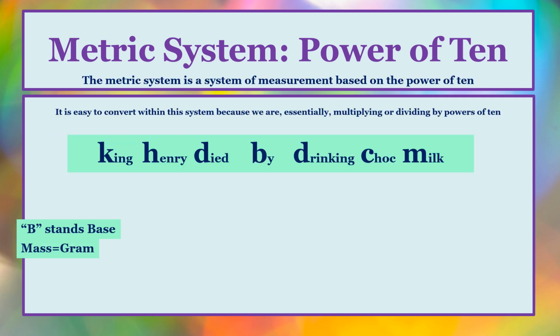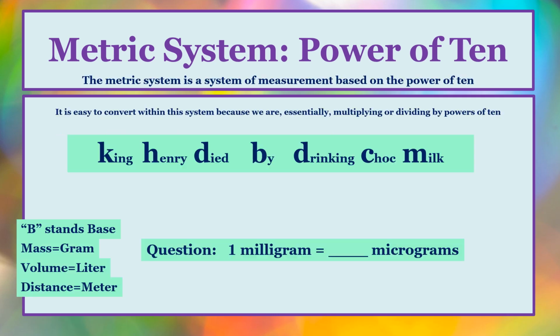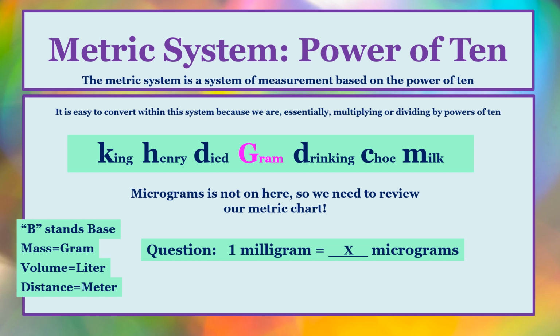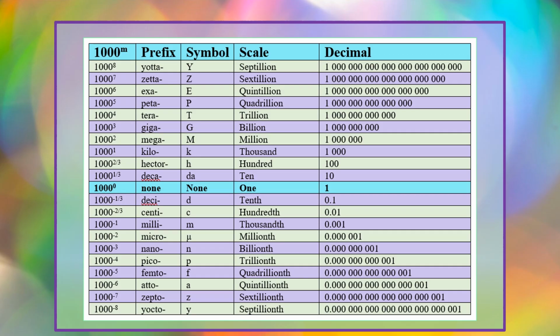We'll continue to practice. Our question is 1 milligram equals X micrograms. I know my base is grams, so I'll put that for base. But I see a problem here because micrograms is not on here, so we need to review our metric chart. As we saw before, the area with the green brackets are different by a power of 10, but the areas with the yellow brackets are actually different by 1,000. We'll need to account for that as we slide in the areas with the yellow brackets.